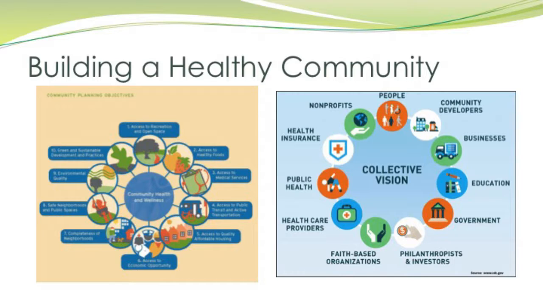I'm sorry if you can't read this, but this is a general blueprint, and it says access to recreation and open space, access to healthy foods, access to medical services, access to public transport, access to quality, affordable housing, access to economic opportunity, right? So these are other things that are just as important to having a healthy community as taking care of the patient with hypertension.